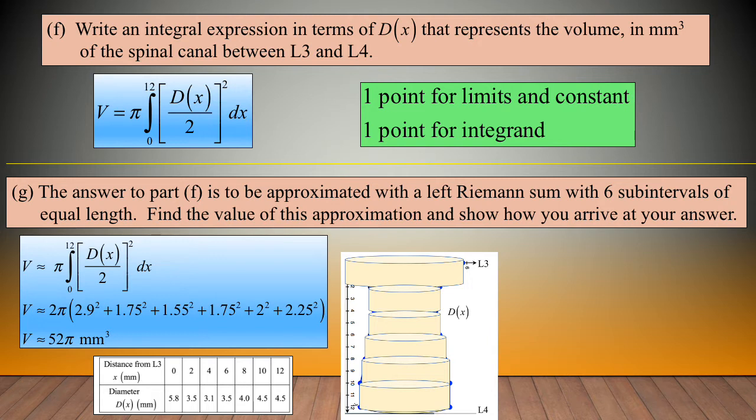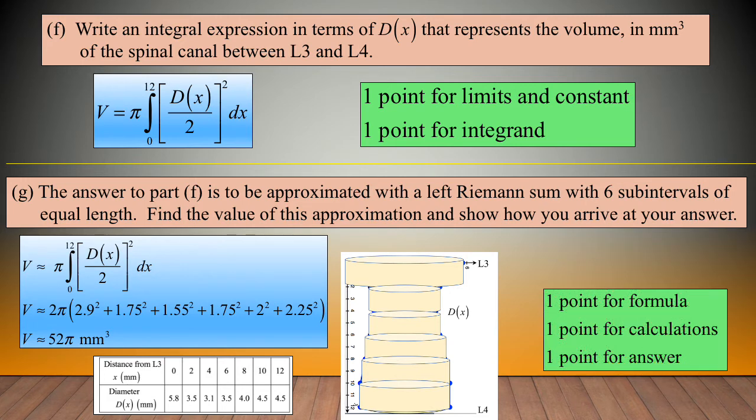So V can be represented as 2 pi times the sum of each radius squared. So we have 2.9 squared plus 1.75 squared plus 1.55 squared plus 1.75 squared plus 2 squared plus 2.25 squared, and we get an answer of 52 pi cubic millimeters. 3 points for this problem, 1 point for the formula, 1 point for the calculations, and 1 point for the answer.